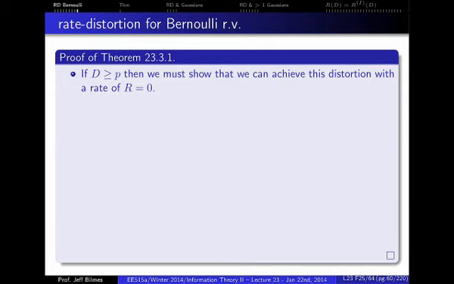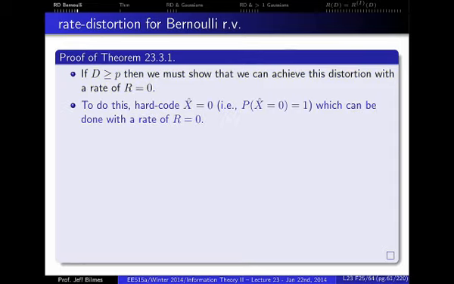And so how do we do this? We need to show that we can achieve a distortion of D, whenever it's greater than or equal to p, with a zero rate code. If you say, I want a distortion of p or greater, I say, okay, I'm not going to store anything. I'm just going to hard code x hat equal to 0. I'm not communicating at any rate. The decompressor just gives you zeros. Lossy decompression.